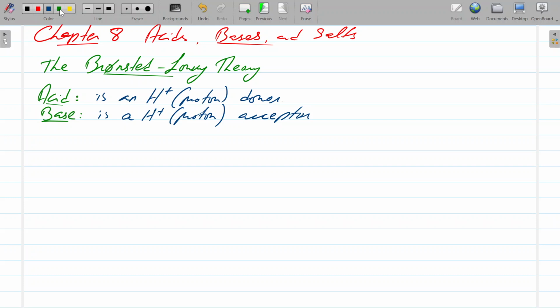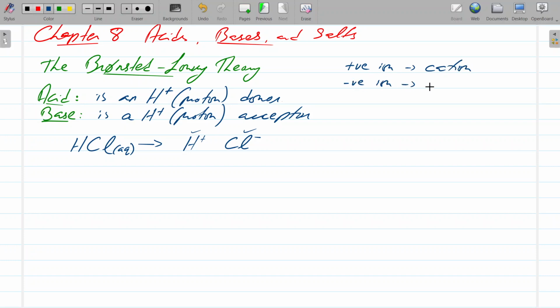So what do acids look like? Acids look like this. You've got HCl, and when it's in water, it splits into the proton, the positive ion, and the negative ion. By the way, the positive ion is called a cation and the negative ion is called an anion. If it can produce the proton and that proton goes on to react with the base or something else, if it's a donor, able to give up the proton, it's an acid.